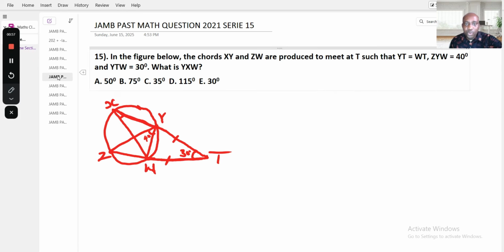In the figure below, the chords SY and ZY are produced to meet at T, such that YT equals WT, ZYW equals 40 degree, and YTW equals 30 degree. What is YXW?